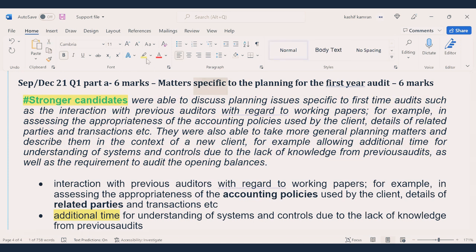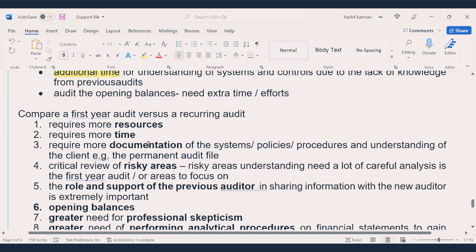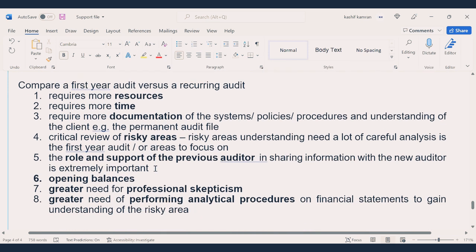So what specific matters will you be focusing on? Specific matters like time, like documentation, like risky areas, like the support of the previous auditor, like opening balances, like a greater need of professional skepticism. I've already given you a list of 8. You need to connect that with the Grubber company. I hope you're all clear, right?